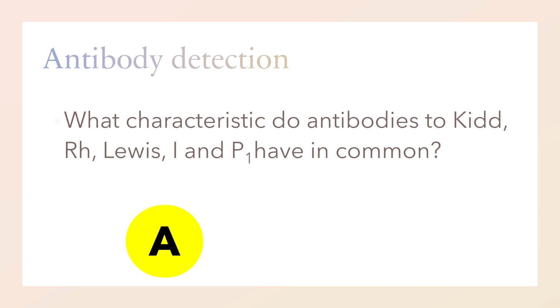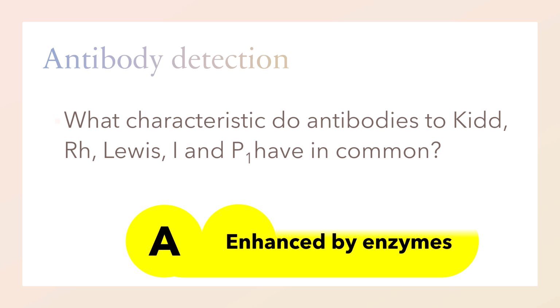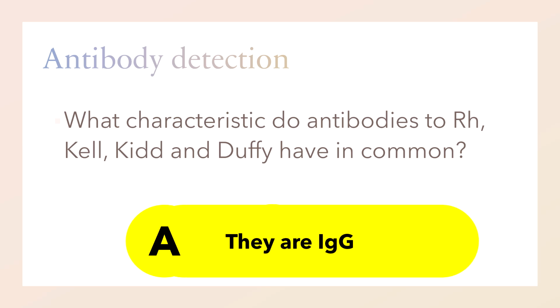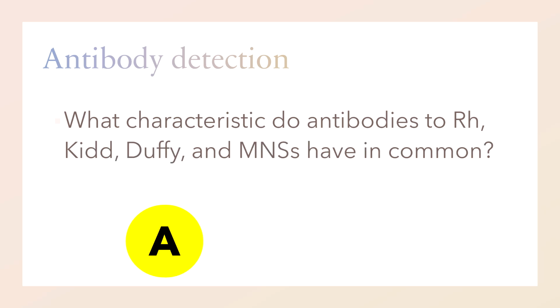What characteristics do antibodies to Kidd, Rh, Lewis, I, and P have in common? They are all enhanced by enzymes. What characteristics do antibodies to Rh, Kell, Kidd, and Duffy have in common? They are IgG antibodies. What characteristics do antibodies to Rh, Kidd, Duffy, and MNS have in common? Dosage.